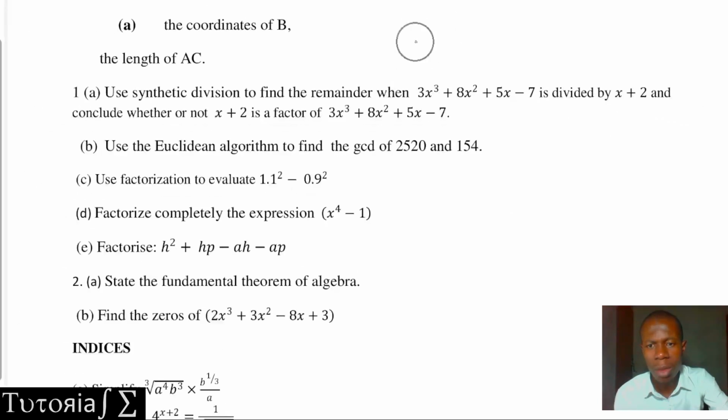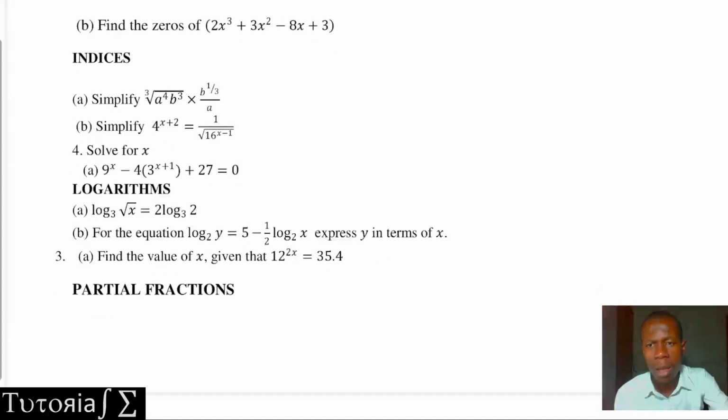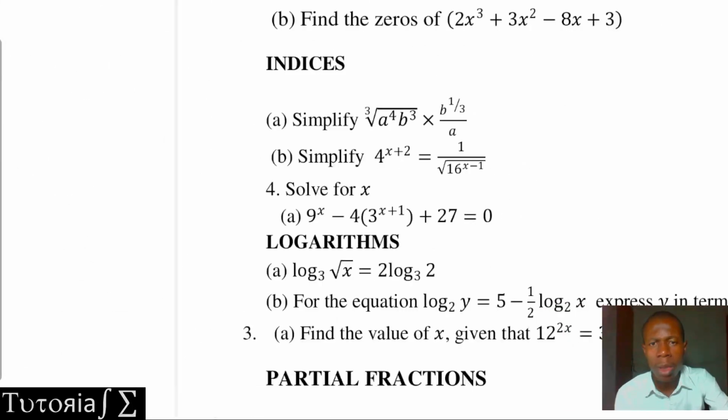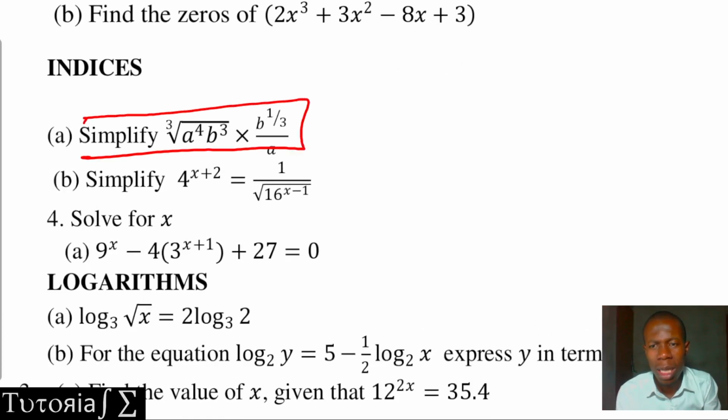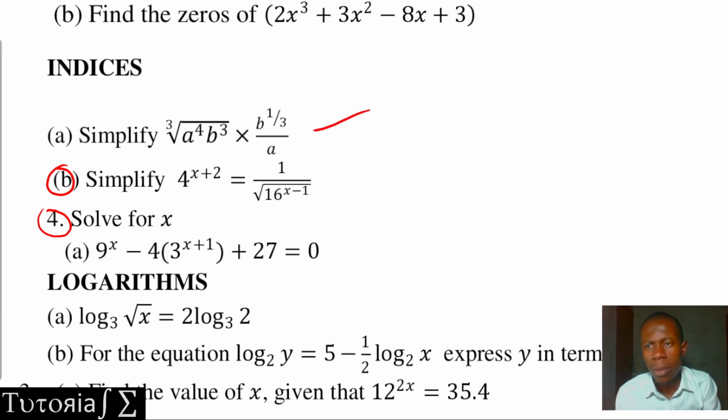So let me just zoom out. Where are we? All right, we're here. We're on indices here. So I'll leave you to simplify this one. Let me just go to this one, then I'll solve for x on this one. So this one will be your work, and I'll work out this one. Then I'll also do this one, then put more examples for you.